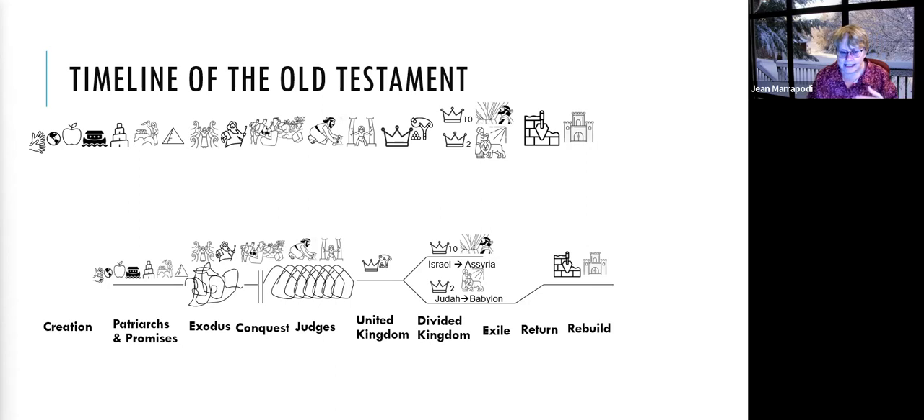We're rebuilding the city after the exile and the return. And then we have 400 silent years. And this is the period of waiting. So this covers the timeline from creation through the fall and the flood and the nations and Abraham and off to Egypt and then through the Red Sea and the laws and all the rules and regulations. And then they go and they fight and the walls fall down.